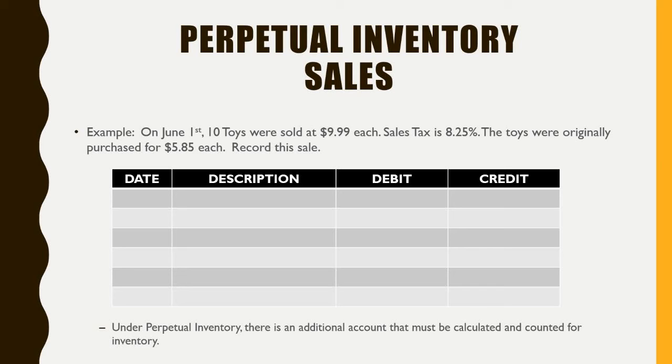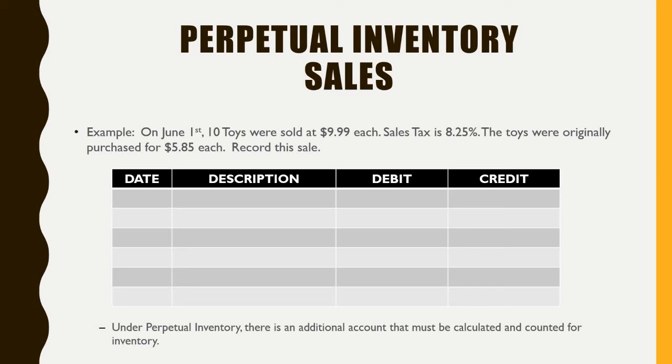In this case, we need to understand that under perpetual inventory, there is an additional account that must be calculated. This is where it's very important that we understand how to use our inventory worksheet, because when we take a look at chapter 8.1, I'll show you the inventory worksheet. But for now, let's just focus on journalizing the sale.